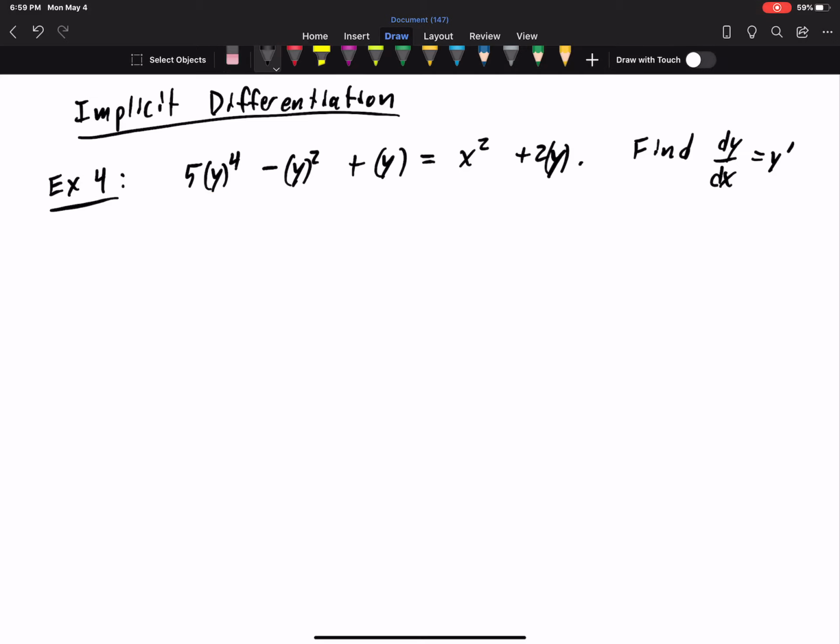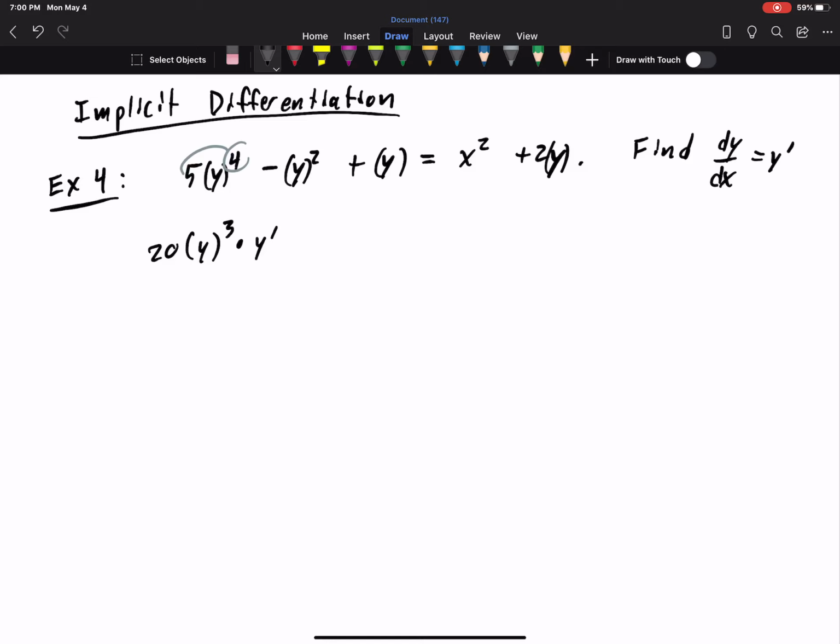So let's derive this first term here, this 5y to the fourth. So what we're going to do is power rule. Chain rule technically, but power rule. Bring the 4 down in front so you have 20 times y to the third. So we just derived the outside bit. Now we need to multiply by the derivative of the inside, which is y prime. Okay? So that takes care of the first term.